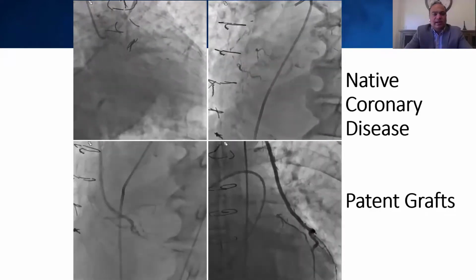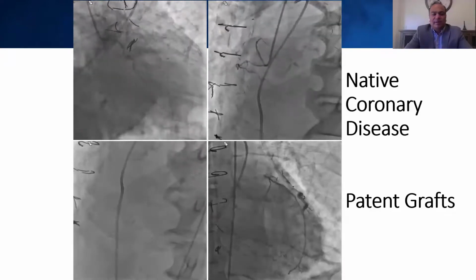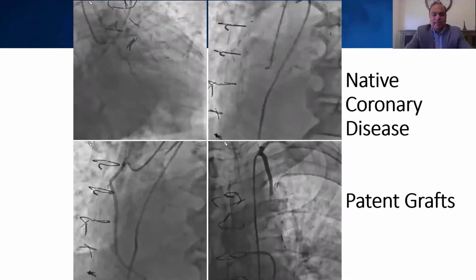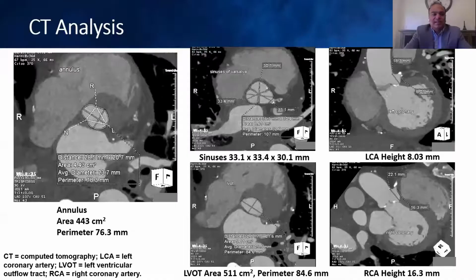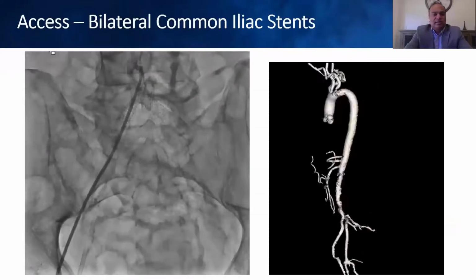And this is the coronary angiogram. He had a history of bypass grafts that showed a patent LIMA to LAD and a vein graft with severe native coronary artery disease. The CT analysis had shown an annular area of 443 with a perimeter of 76, nice big sinuses, not much calcium in the LVOT, and coronary heights were all reasonable.